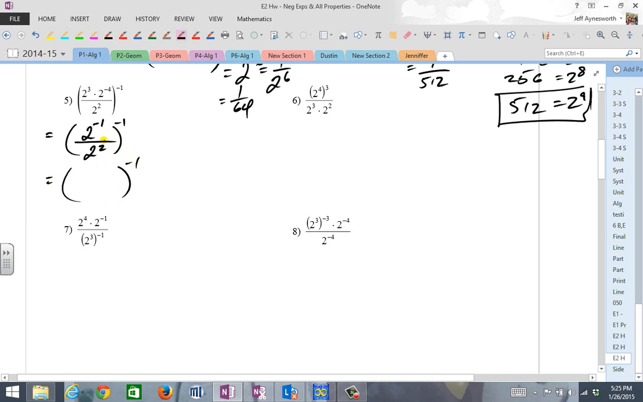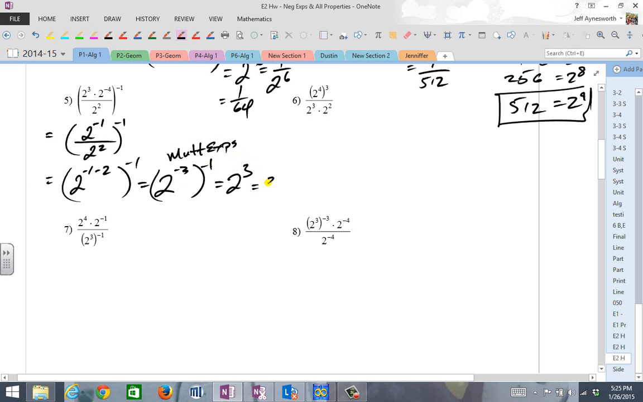Staying inside, we subtract exponents here, because when you divide like variables, you subtract the exponents. So this is 2 to the power of negative 1 minus 2. That's 2 to the negative 3 power, raised to the negative 1 power. This is power to power, so you multiply exponents. Negative 3 times negative 1 is 3.